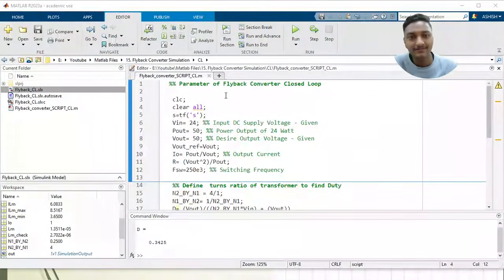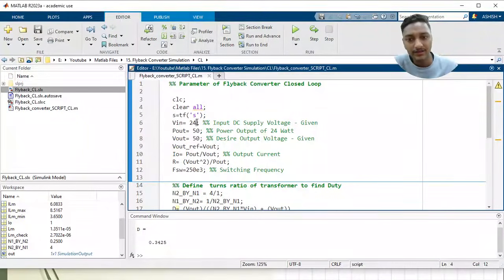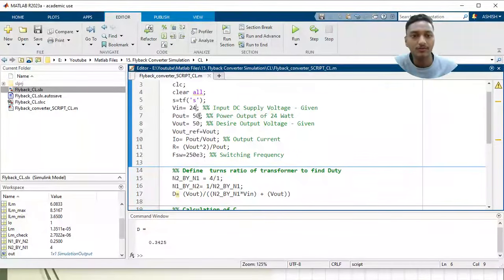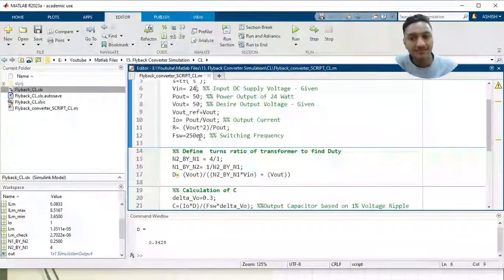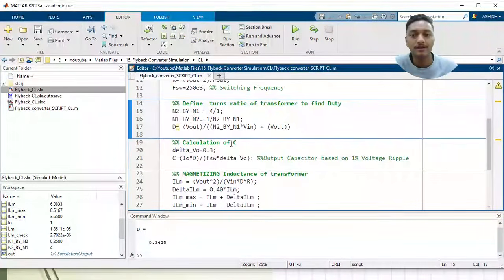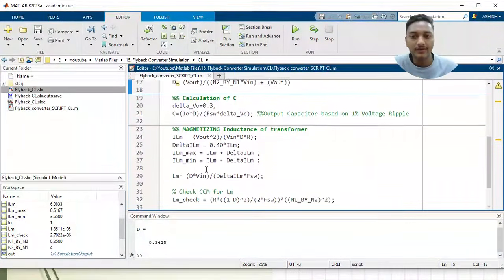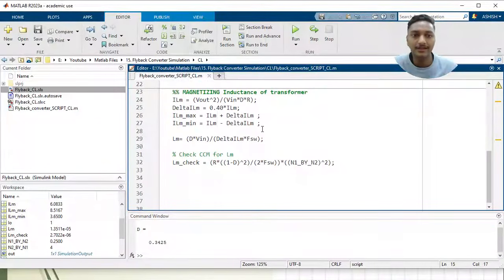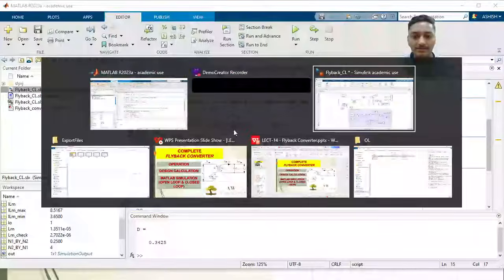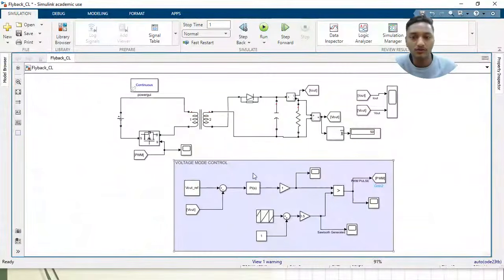Again the same script file I have. Again input voltage 24 volt, output voltage 50 volt, output power 50 watt, and the switching frequency is 250 kilohertz. And the same parameters I have calculated, n1 by n2 I keep again 4 by 1, D and everything I have kept as it is. Lm and everything I have calculated. Now with these parameters I am going to implement the closed loop control.